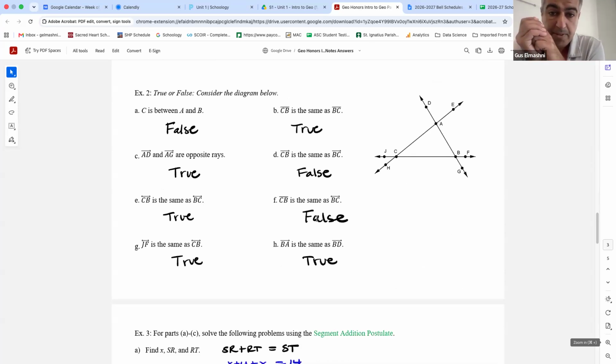C is not between A and B, duh. But CB is the same as BC. Yeah, who cares? Tomato, tomato. Doesn't really matter, right? AD, AG are opposite rays. Yep. CB and BC are not the same rays because they have different endpoints. Lines, again, tomato, tomato, doesn't matter. But EF is not the same because one's a segment, one's a line.